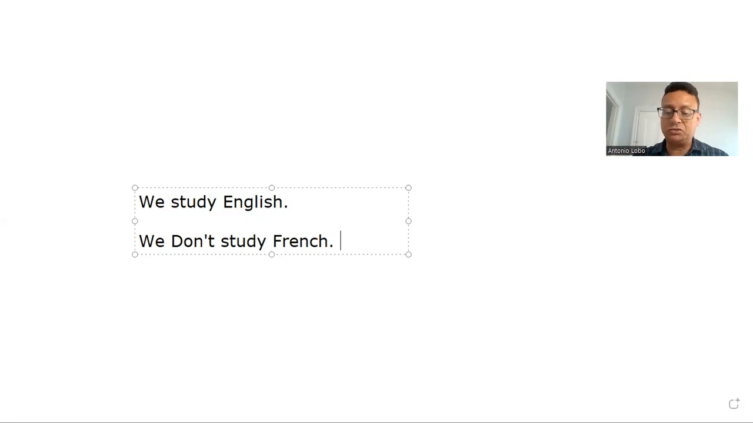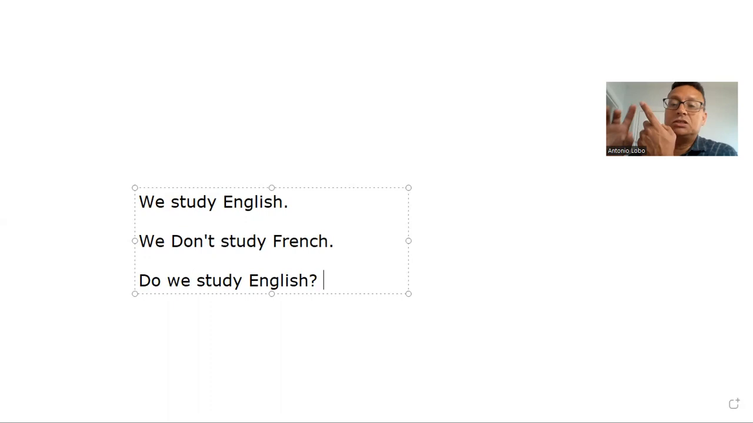And to make interrogation, we have to add the verb to do again. Do we study English? Okay, so this is the affirmative, negative, and interrogative of verbs that are not verb to be. Okay, the only thing, verbs in English are easy. The only thing is that when it gets to the third person, there is a variation. Okay, you have to add a particle s to it.